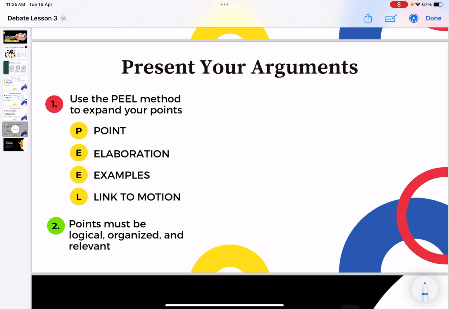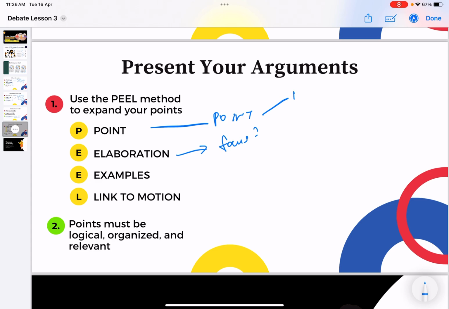Okay, and use whatever method works for you, but I'm going to introduce you to PEEL. So first, you lay out your point. What is your point? Mobile phones should be banned in the classroom because they disrupt students' focus, for example. Then you need to elaborate: what do you mean by focus?